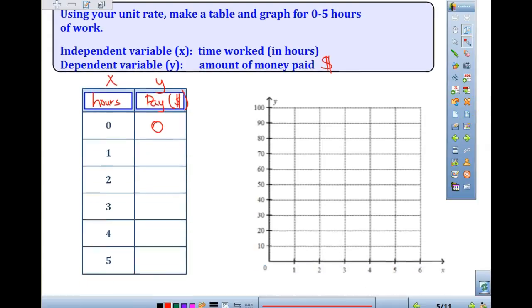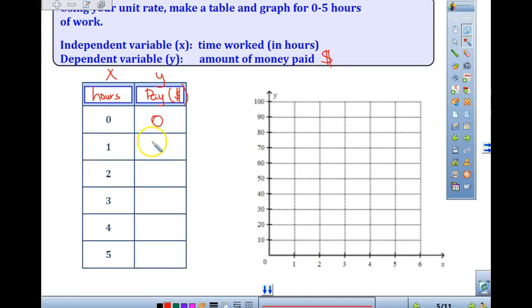1 hour work, we said she was making how much per hour? 15. 2 hours, 30. Now start plotting your graph. So 0 was at 0. 1 was at 15. Someone said, how do I graph 15? Well, it's halfway between 10 and 20, so put a point. 2 is at 30. So please continue filling in your table if you haven't already done that.